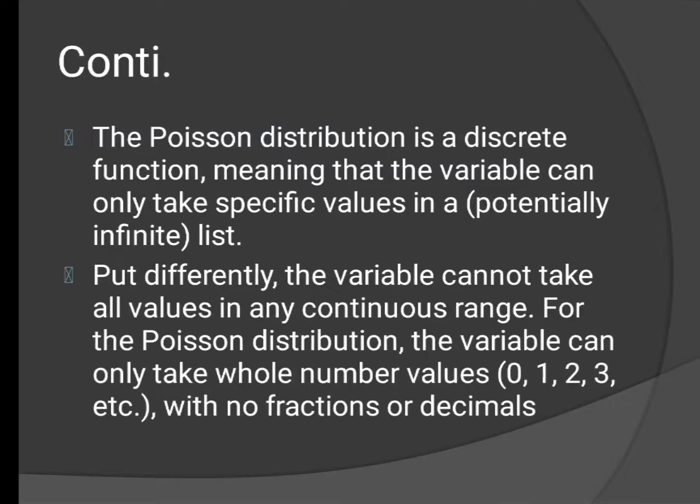The Poisson distribution is a discrete function, meaning that the variable can only take specific values in a list. Put differently, the variable cannot take all values in any continuous range. For the Poisson distribution, the variable can only take whole numbers 0, 1, 2, 3, etc., with no fractions or decimals.